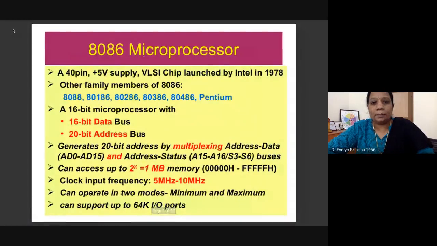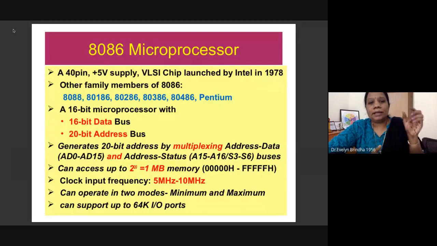Yes, ma'am. So what is the data bus size of 8086? 16. Yes, the processor size is equal to the data bus size. Just remember that. If I say 32-bit processor, your data bus is going to be 32-bit. If I say 8-bit processor, your data bus is going to be 8-bit. So they are both directly linked.